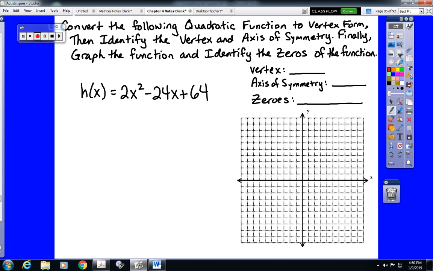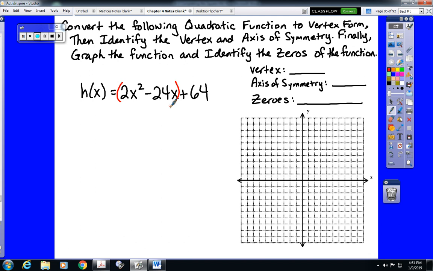Let's take a look at one that does not have a nice a value. So here is h of x. We're going to grab those two terms. We ask ourselves, does a equal 1? The answer is no. So what we do is we have to make it equal 1. Now when we completed the square, we accomplished that by dividing by a. But we're not allowed to divide, because in order to divide, we have to be able to access both sides of the equation.